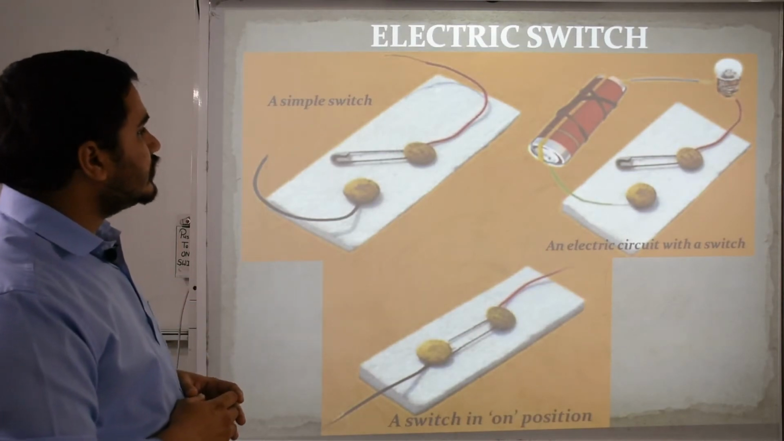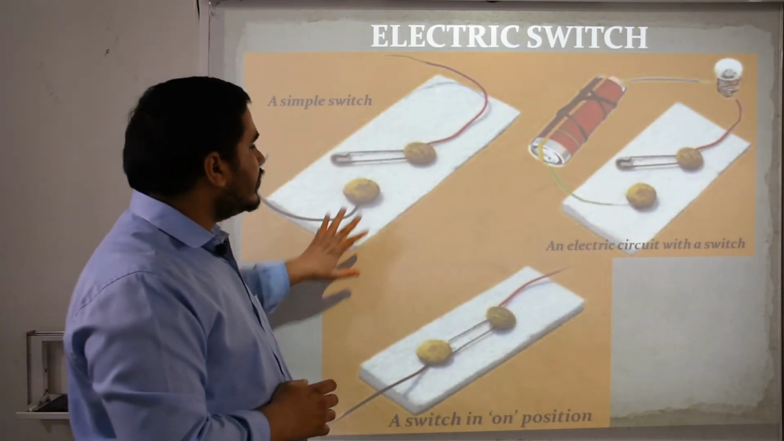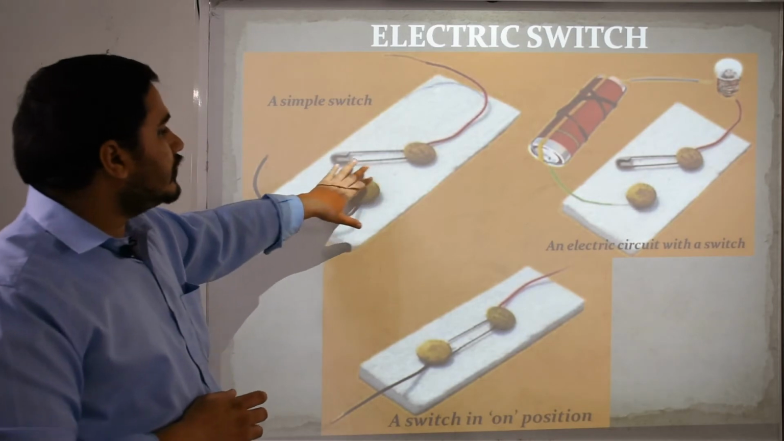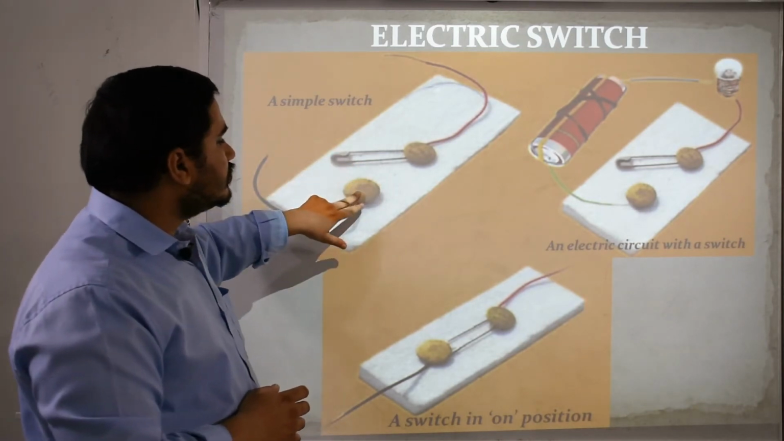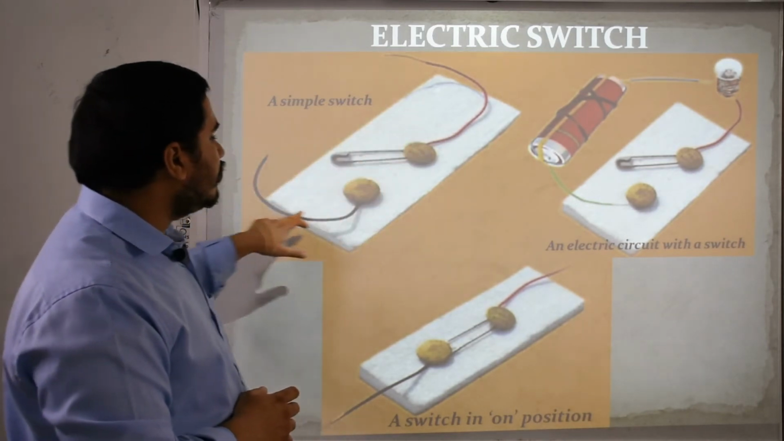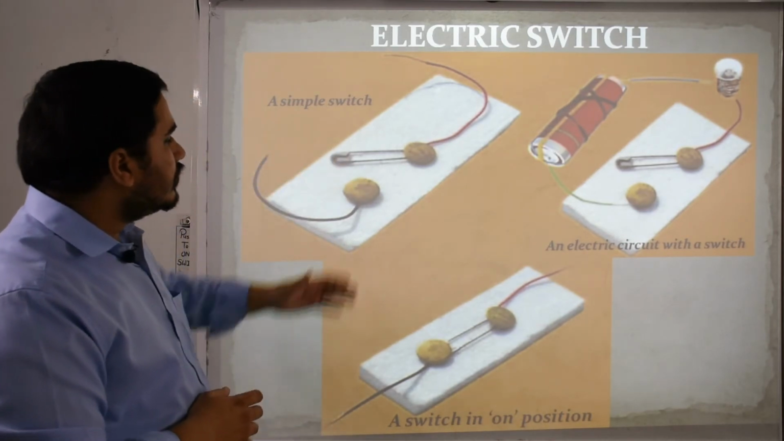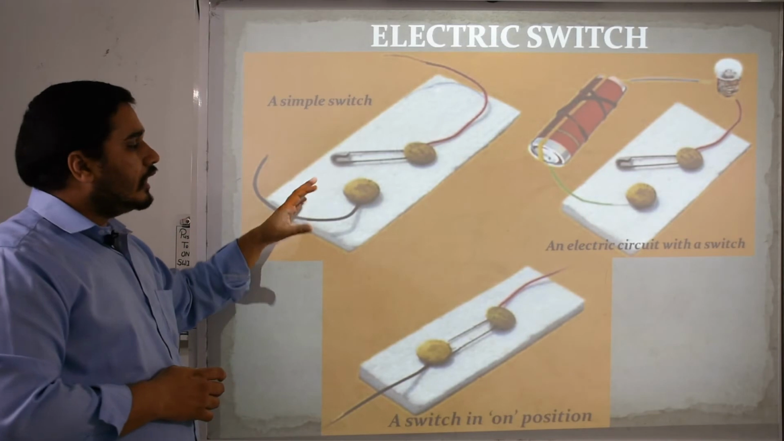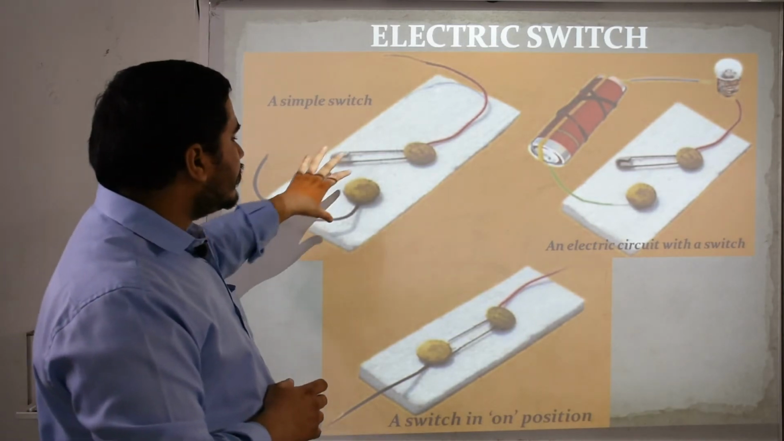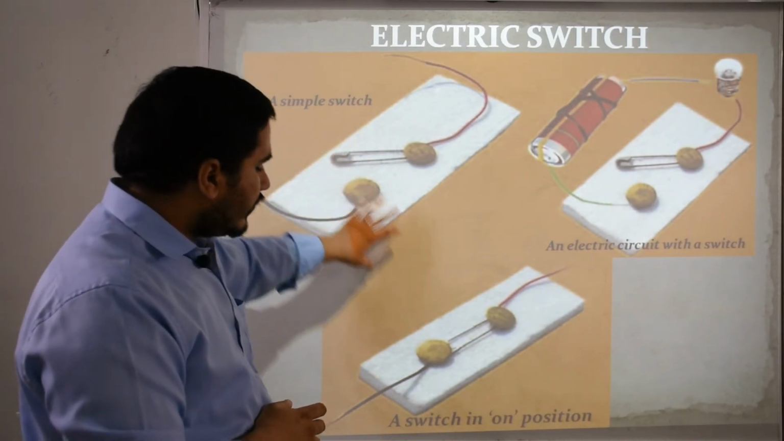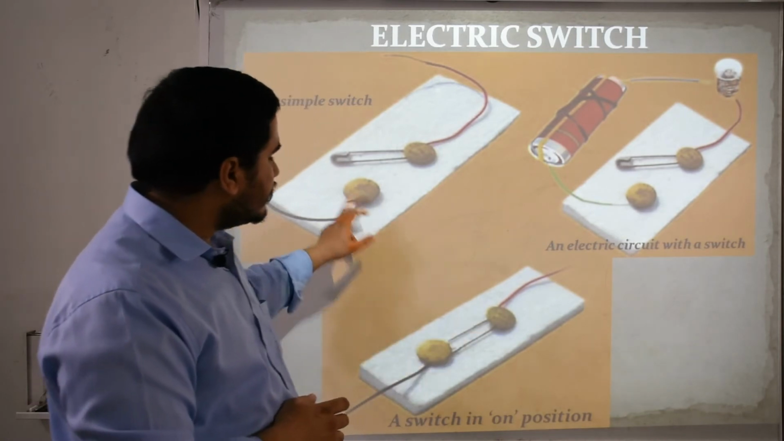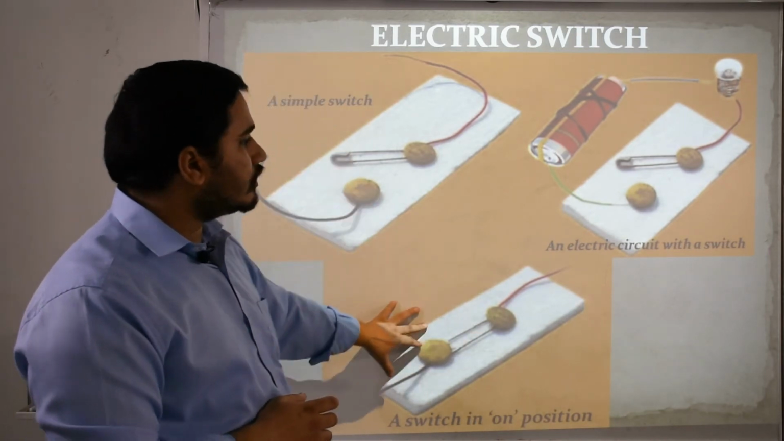Now, electrical switches. What is the working of a switch? It is a kind of on and off condition. When the safety pin touches this button, the circuit will continue to flow. If it is away, or in the off condition, then the current will not flow, as the circuit will not be completed. So here is a simple switch in the off condition, and here a simple switch in the on condition. You can check both the off and on conditions.